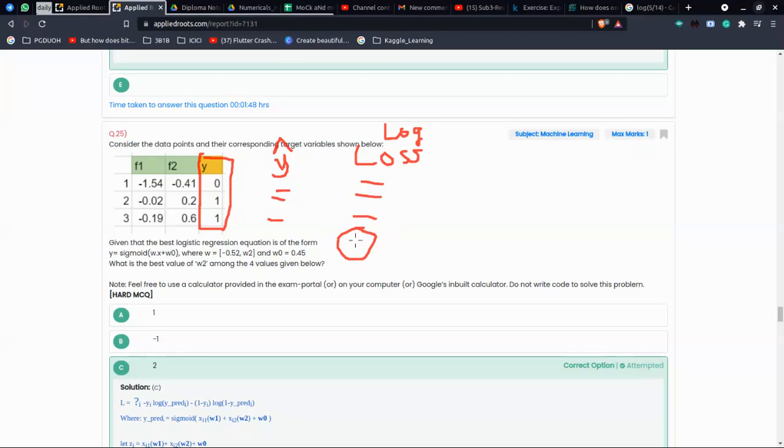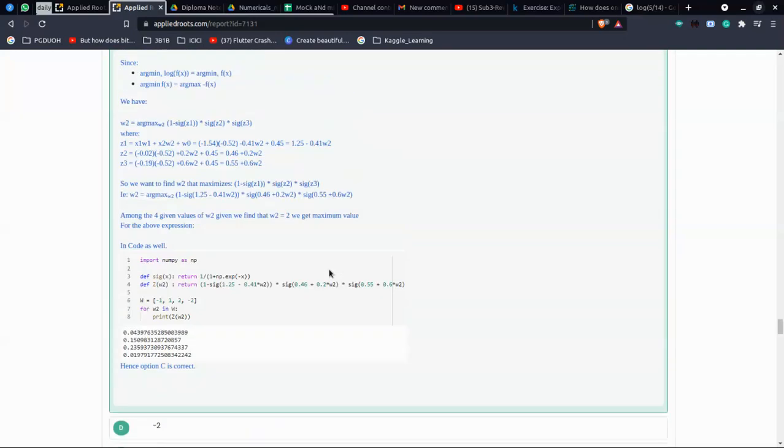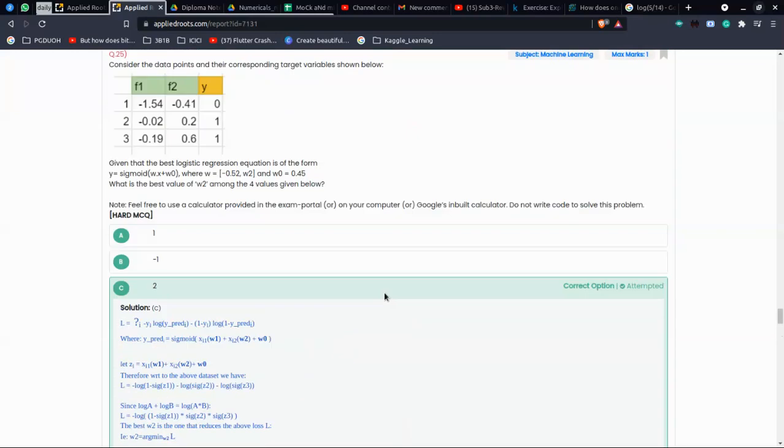So we will do this exercise for all the values of W2. We have four values: 1, minus 1, 2, and minus 2. First we will take W2 equal to 1. Then we will calculate how much loss we are making. Then we will take W2 equal to minus 1 and see how much loss we are making. Similarly for 2 and minus 2. Whichever gives the minimum loss, that is the best value of W2. If we do this by calculator, definitely it will take so much time, around 9 to 10 minutes.